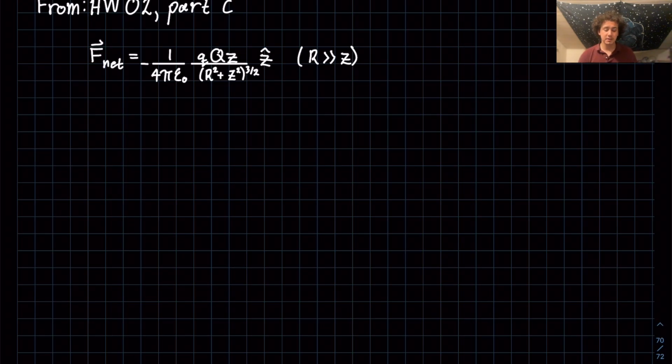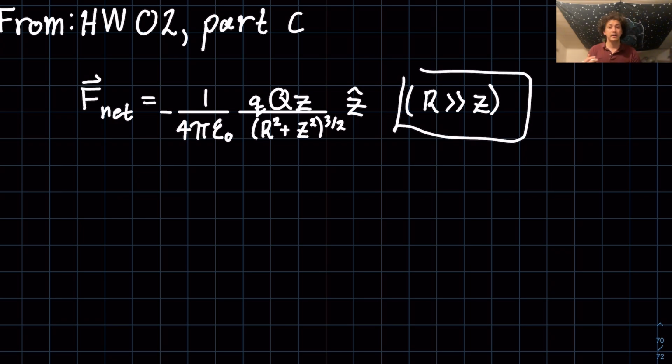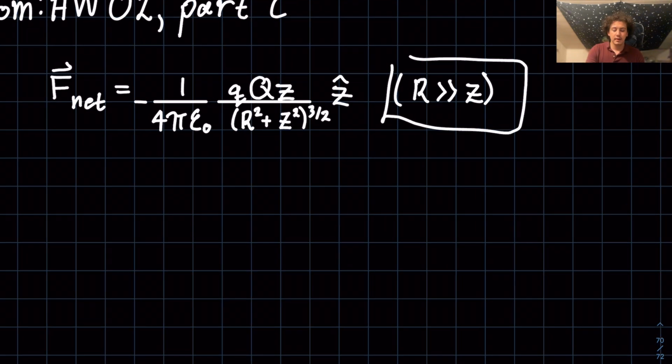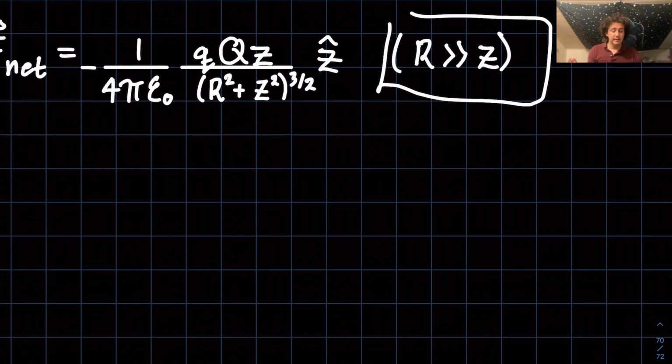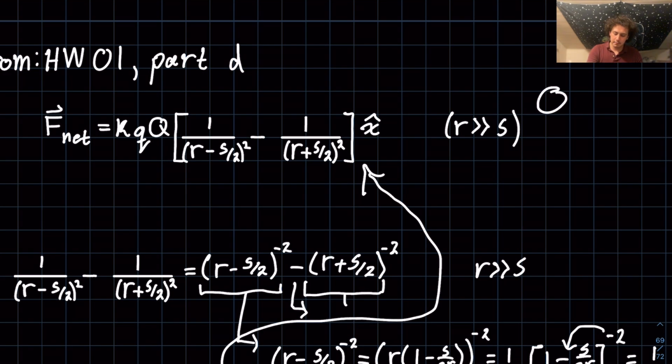On homework 2, part C, we see that the net force is given by this equation. If we want to do a binomial approximation, just like the rest of them, we have to notice that we're looking at the case where r is much, much greater than z. Now, this was different than most of the other ones because the coordinate was usually much, much larger. In this case, we're saying that the coordinate where we're measuring is much, much smaller than some property of the system.